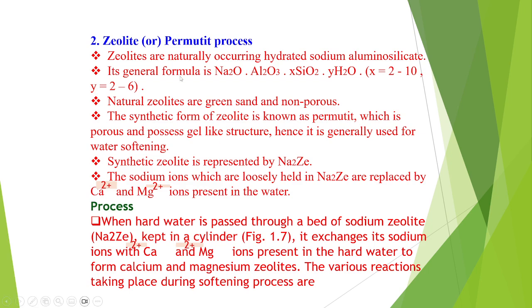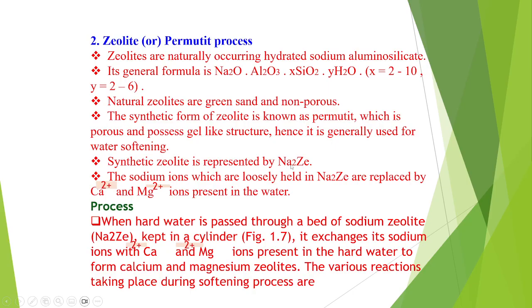So zeolite is nothing but a hydrated sodium aluminosilicate, and it has the formula Na2O, Al2O3, xSiO2, yH2O. So x and y stand for the number of silica and water molecules present in the zeolite compound. But the problem with natural zeolite is that it has a non-porous structure, so it cannot be used to remove the hardness-causing agents present in the water. That's why we go for synthetic zeolite. It's simply represented as sodium zeolite.